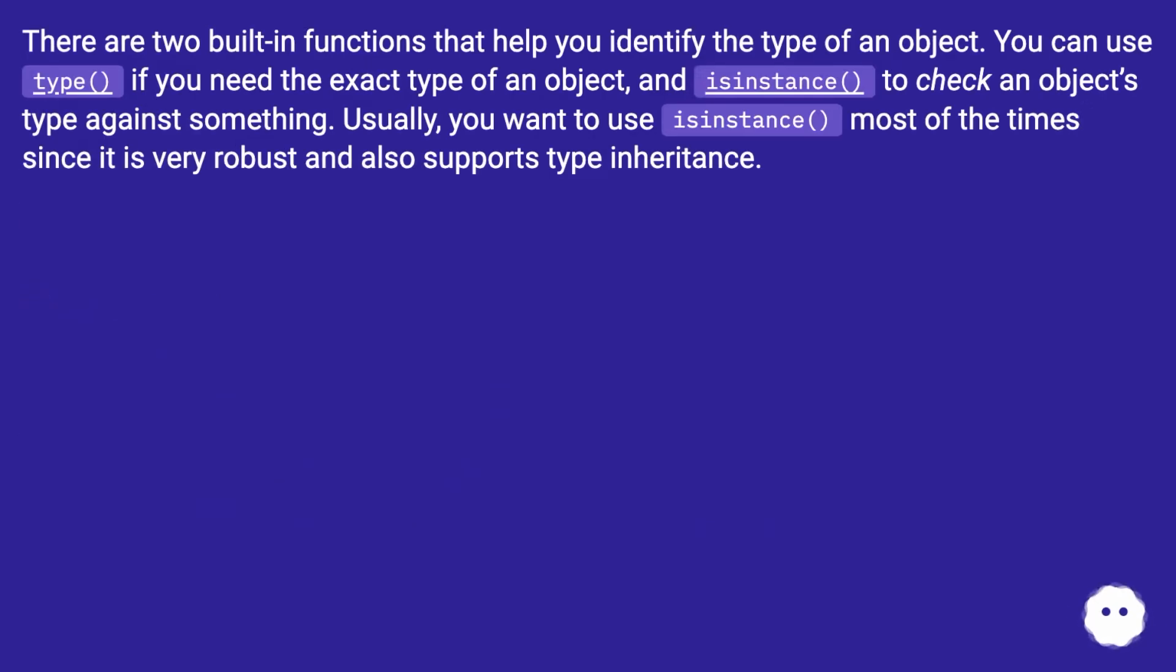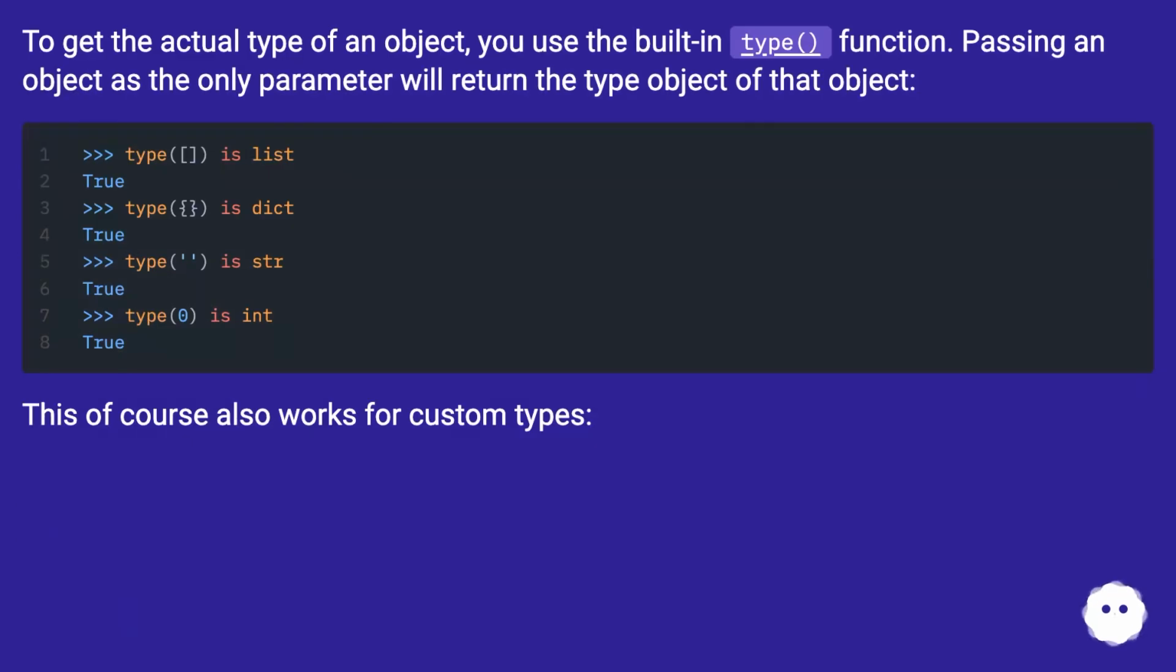There are two built-in functions that help you identify the type of an object. You can use type if you need the exact type of an object and isinstance to check an object's type against something. Usually you want to use isinstance, most of the time, since it is very robust and also supports type inheritance. To get the actual type of an object, you use the built-in type function. Passing an object as the only parameter will return the type object of that object.